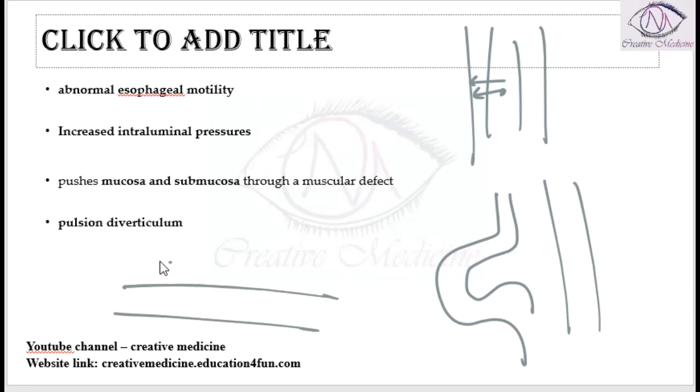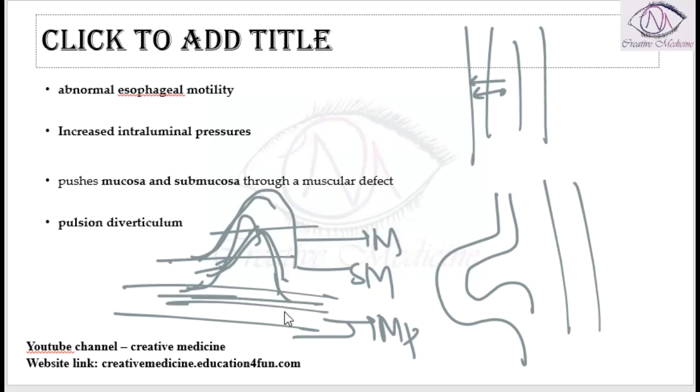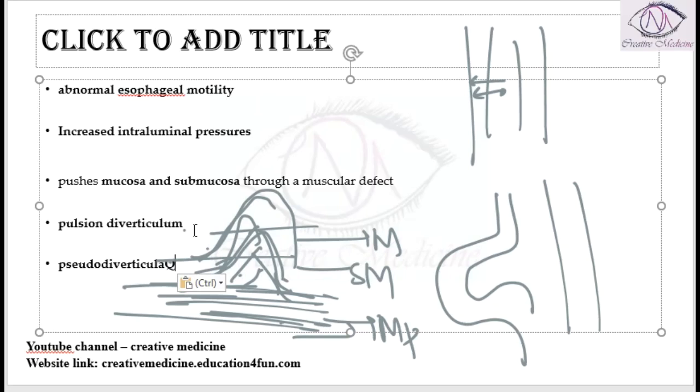So for example, if these are the layers of the esophagus, mucosa, submucosa, muscularis propria, then there will be outpouching of only the mucosa and submucosa, whereas the muscularis propria is normal in the diverticulum. This type of diverticulum is called a pseudo diverticulum, where there is only outpouching of mucosa and submucosa through the defect.